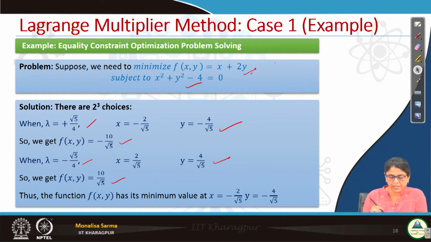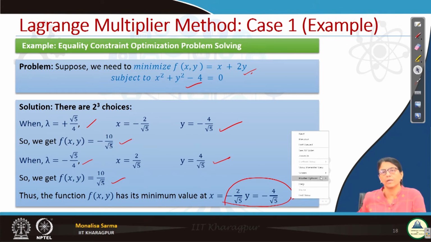Here we have seen in this too, you can calculate all the values and see, it has its minimum value at this value. You calculate it and see, we got the minimum value for x equals minus 2 by root 5 and y equals minus 4 by root 5. So, now what is the value of x and y? This is the value of x and y.